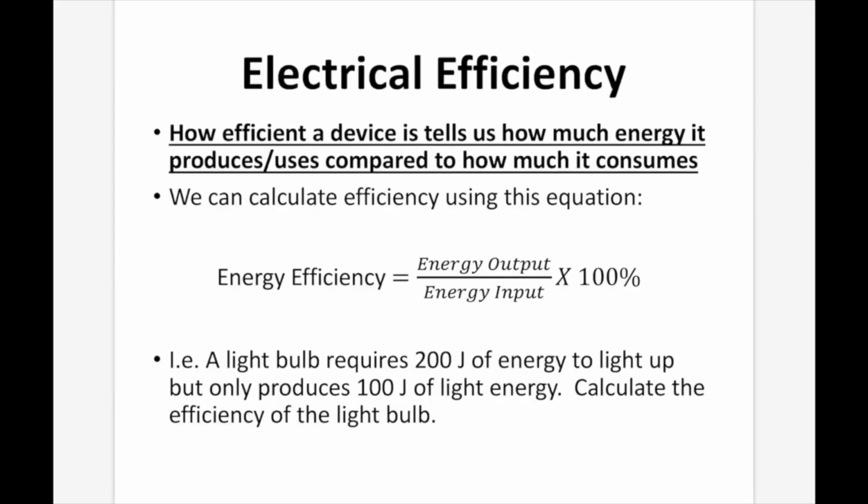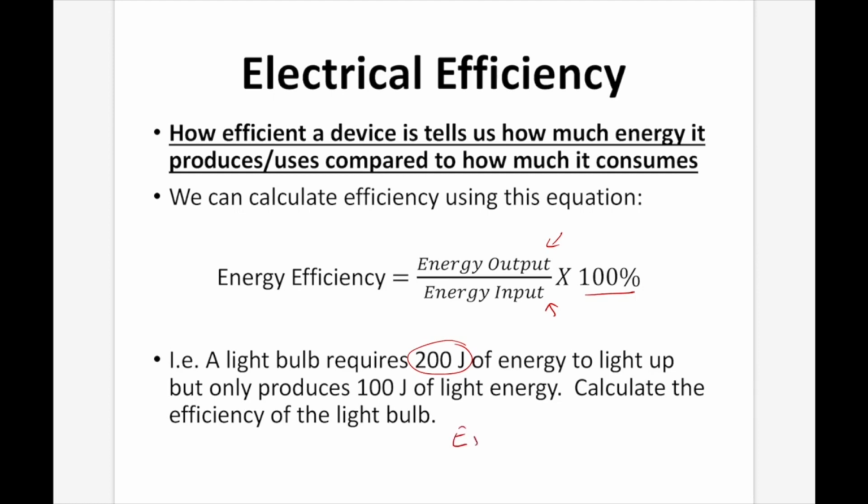Electrical efficiency. How efficient a device is tells us how much energy it produces compared to how much it consumes. We can calculate efficiency using the equation energy output divided by energy input times 100%. So for example, a light bulb requires 200 joules of energy to light up, but only produces 100 joules of light energy. Calculate the efficiency of the bulb.